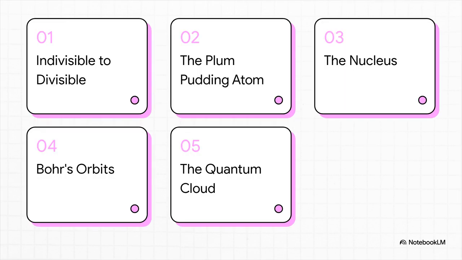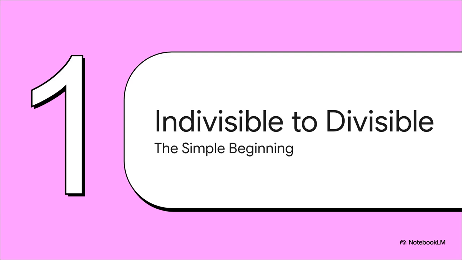Okay, here's our game plan. We're going to tackle this story in 5 key stages, and you'll get to see how each new model was really born from the problems of the one that came right before it. All right, let's start at the very beginning.